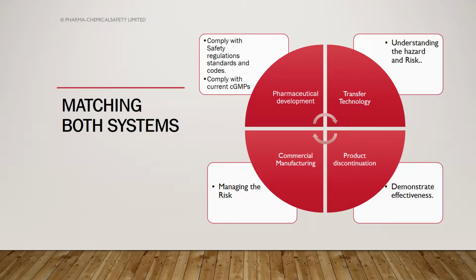This slide illustrates how both systems can coexist. From the pharmaceutical development, that is ICH-Q10. The circle that is colored is ICH-Q10. The element is now the element from process safety. You need to comply with safety regulations, standards, and codes, and comply with current GMPs. For the technology transfer, you need to understand the hazard and risk. And commercial manufacturing is managing the risk. That's the whole pillar. And product discontinuation is demonstrating effectiveness. Also on commercial manufacturing, you can add the learning from experience pillar as well.